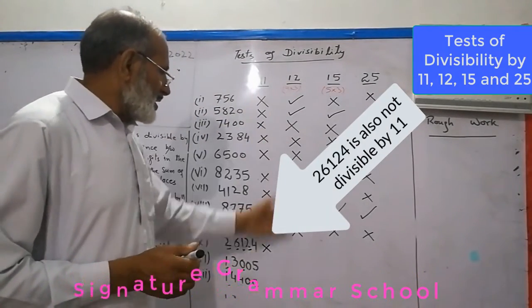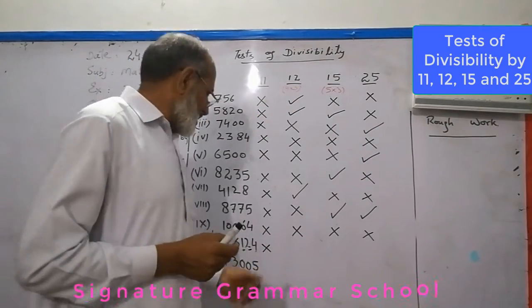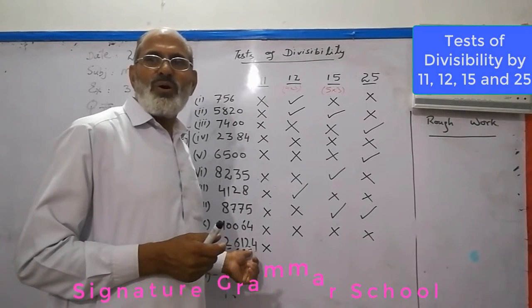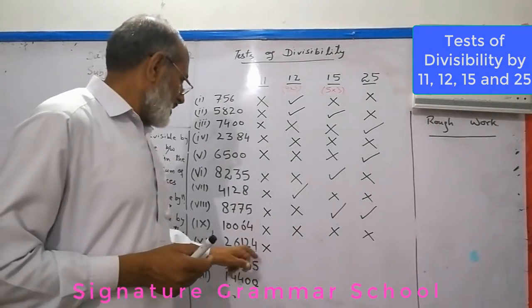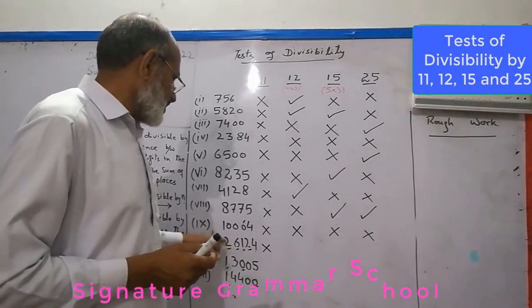And here for 12, it should be divisible by 4 and 3. Here it's 24, and 24 is divisible by 4. Let's see whether this value is divisible by 3 or not. If I take the sum total of 4 and 2, there's 6, and 6, 12, 13, 14, 15.